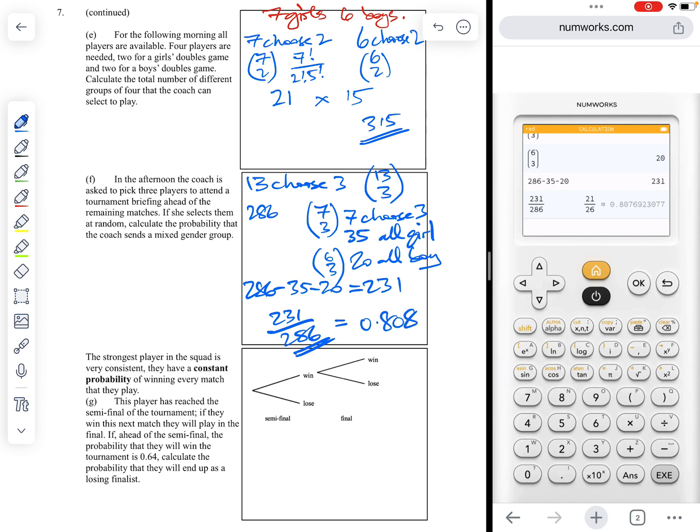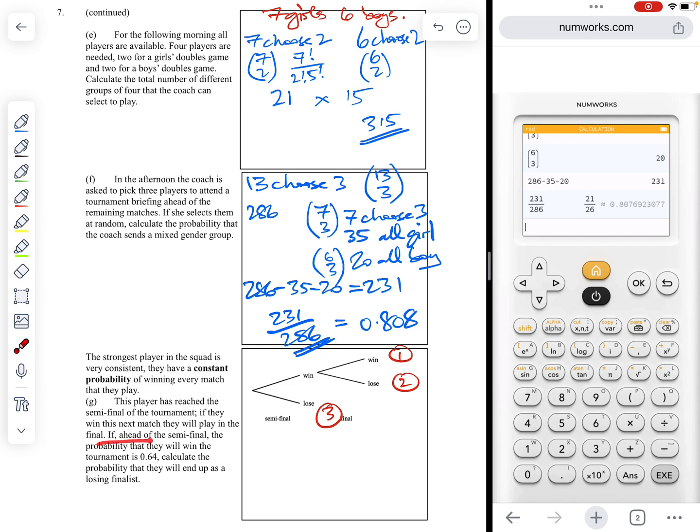At the end, the strongest player in the squad is very consistent. They have a constant probability of winning every match that they play. G. This player has reached the semi-final of the tournament. If they win, they will play in the final. Let's just quickly look at this. Here is the semi-final. They might win, they might lose. If they lose, they're out. If they win, they play in the final. They might win, they might lose. So we can think of, they could end up in position 1, or in position 2, or in position 3.